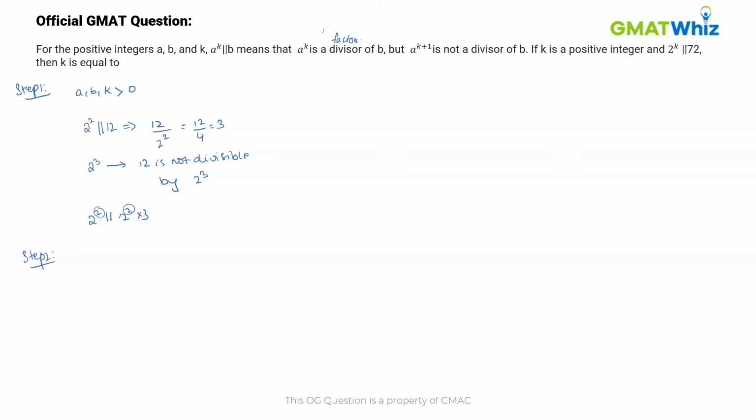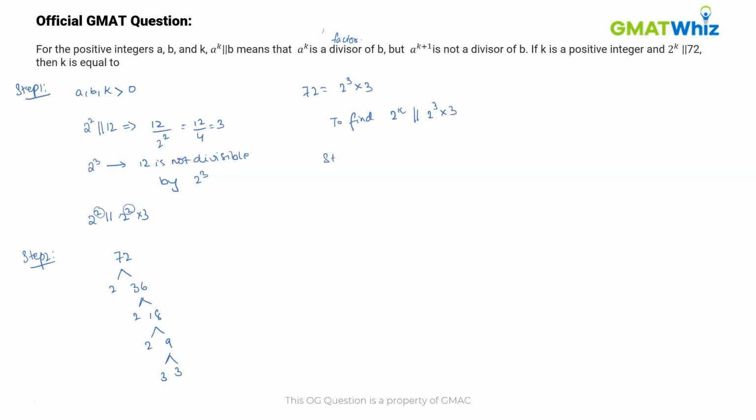Let us factorize 72 first. We can factorize 72 as 2 times 36, which is further factorized as 2 times 18, 2 times 9, and 9 is factorized as 3 times 3. So 72 can be written as 2 to the power 3 multiplied by 3^2. We have to find the value of k such that 2 to the power k will be a divisor of 2 to the power 3 multiplied by 3^2.